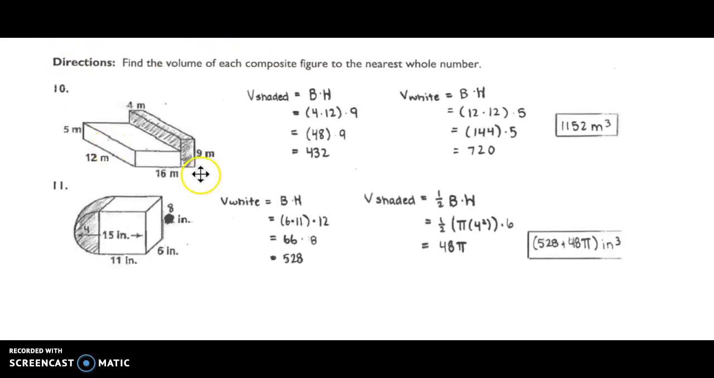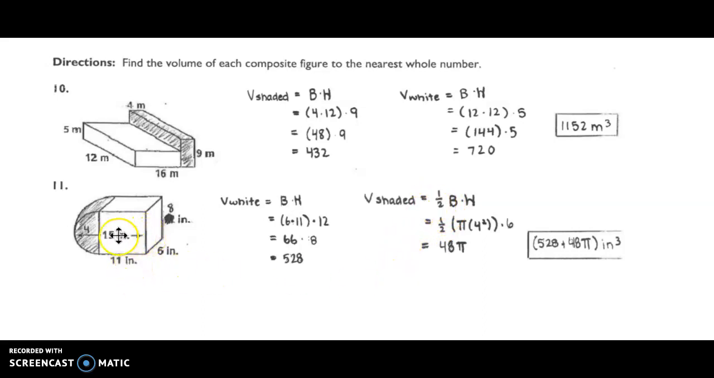And then you have these composite figures. Composite means put together. And so the volume of the shaded, this taller one, plus this other one here. And then you got to add those two together. Here you have the volume of the box, this rectangular prism, that's the white one. And then the volume of the shaded, that's half a cylinder. That's why we got to multiply by half.